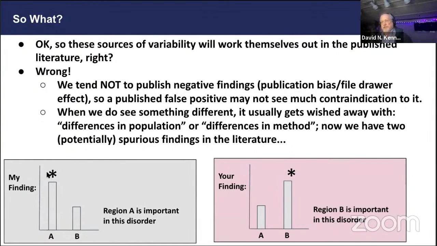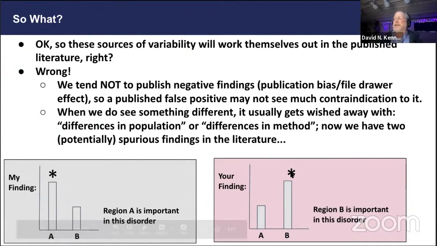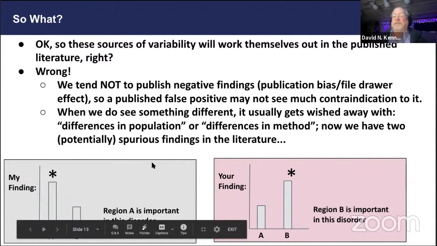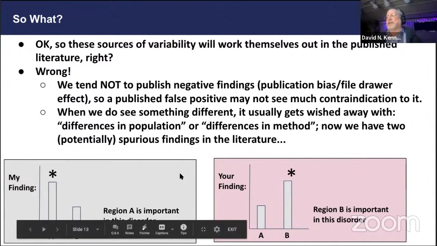I report that in the literature, yay. You come along with your paper, you don't see anything in region A, but in your case, region B is important. So you publish, region B is important. So now both of these may be false positives, due to low power or whatever, but our literature doesn't know that. Our literature doesn't know our inconsistency.